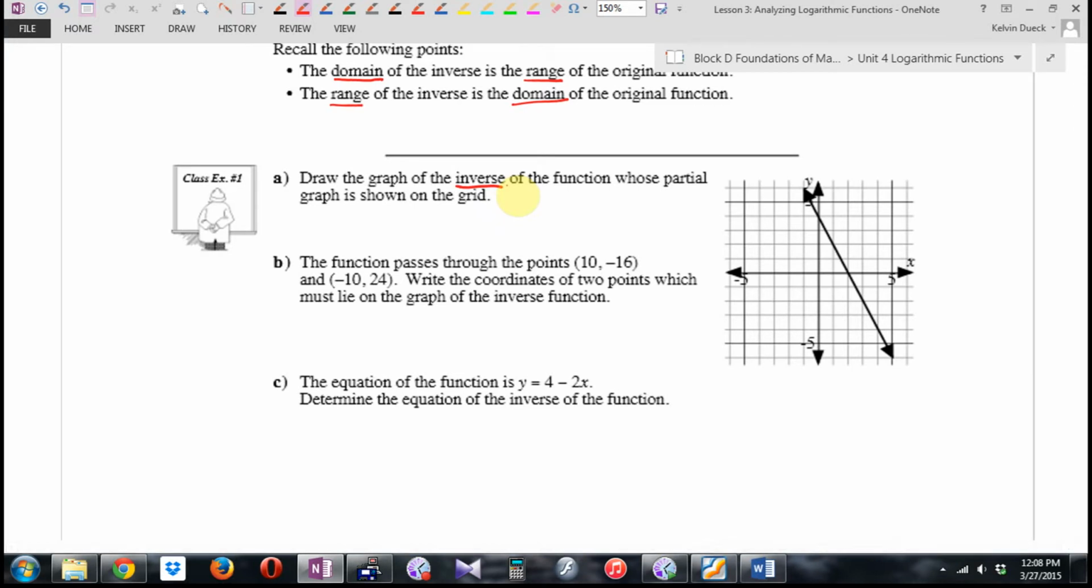Let me give you an example. I'm going to start with this point because it's on the x-axis. This point is what, comma, what? 2, 0. You know what the inverse will be? 0, comma, 2. I'm going to put a dot there.